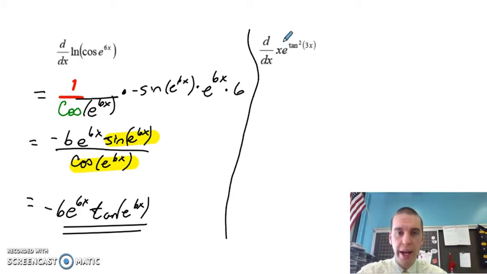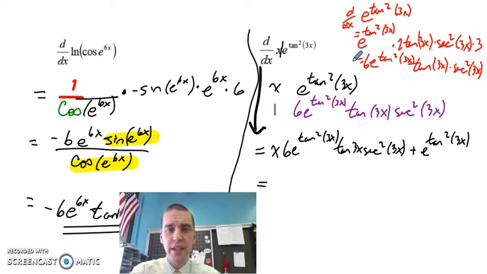Here we've got x multiplied by e to the tan squared of 3x. Why don't you guys try to pause this and do this on your own. And so hopefully, guys, you got this. Let me just explain what I did. I did the first function being multiplied by the second function. That's in the black writing, and the purple writing is the derivative. Well, the derivative of x is 1.